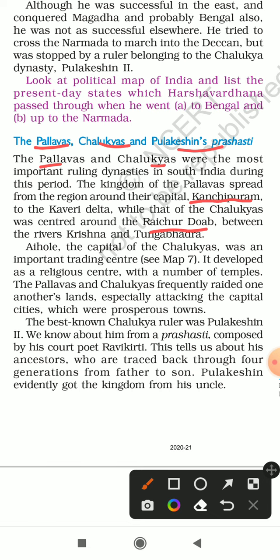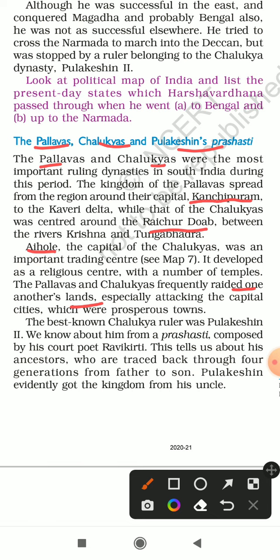Now, Aihole, the capital of the Chalukyas, was an important trading center. It developed as a religious center also, with a number of temples. The Pallavas and Chalukyas frequently raided one another's land. So basically, they were constantly fighting with each other. They raided each other's lands, especially attacking the capital cities, which were prosperous towns.